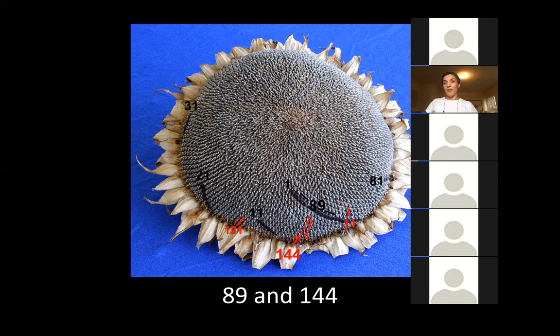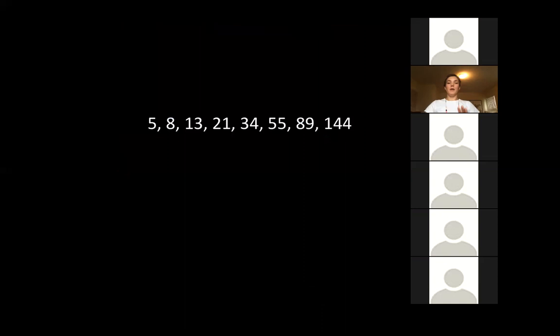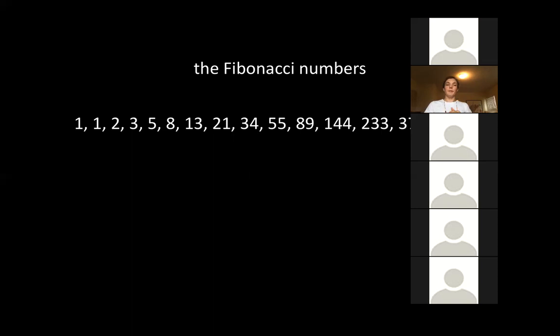In all of these lines that we've counted in different pictures, we've seen only a small set of numbers: 5, 8, 13, 21, 34, 55, 89, and 144. That might seem like a random collection of numbers, but they're not. They're a subset of a sequence of numbers called the Fibonacci numbers. The sequence starts with two ones, and the way you get the next number is just to add up the two previous numbers. So 1 and 1 make 2, 1 and 2 make 3, 2 and 3 make 5, and so on. This is a really important, really famous sequence of numbers that shows up all over the place in mathematics.